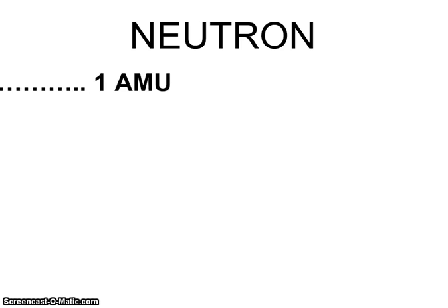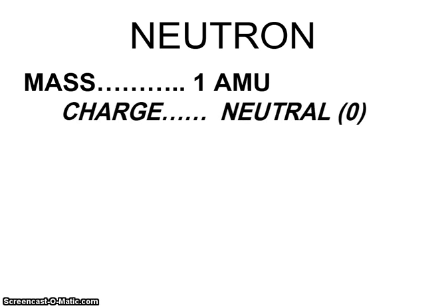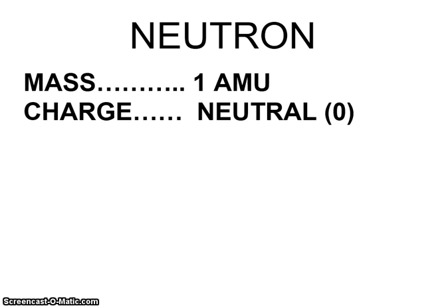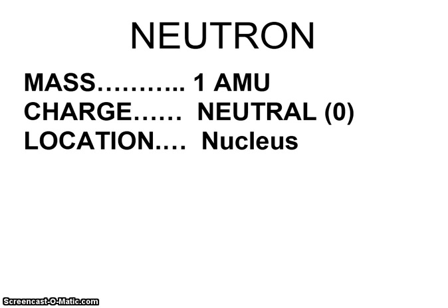Okay, the neutron. Mass is also 1 AMU, same mass as the proton, it weighs 1. Charge of a neutron is neutral, and we draw that net charge as 0. Location, just like the proton, the neutron resides in the center of the atom in the nucleus. So that's the neutron.